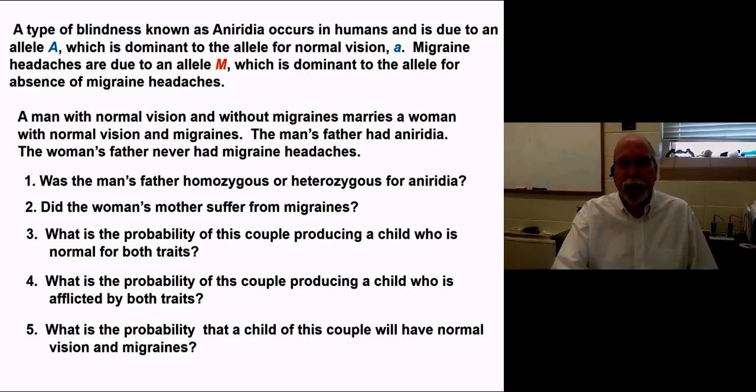Here's what you're faced with. You turn the page of the exam. Oh my goodness, I've got to read all this stuff about aniridia, which I don't even know what that is, and migraines, and I'm asked questions about this and this and this. Well, obviously, the first thought in your mind is I need somehow to diagram them. That's what I'm going to be doing, right?